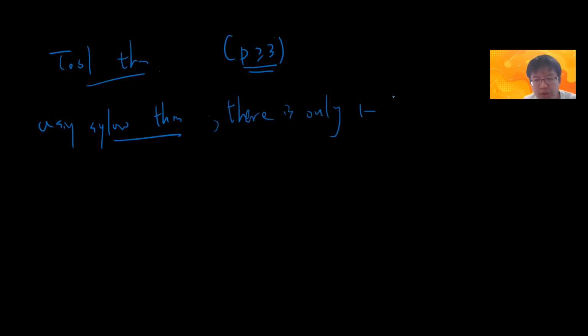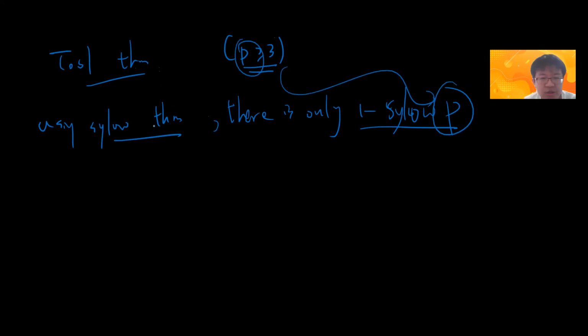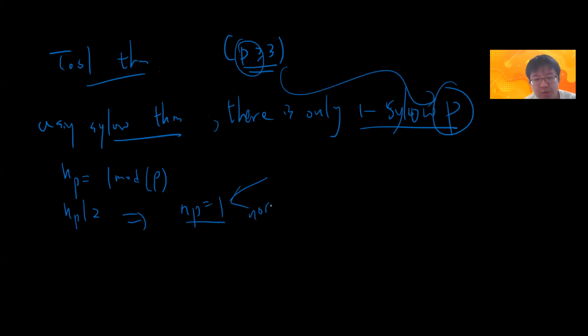There's only one Sylow P-subgroup. Let P be... Okay, because we know that n_P is 1 mod P, and n_P divides 2. So n_P is only 1. Okay, so this subgroup will be normal, right?